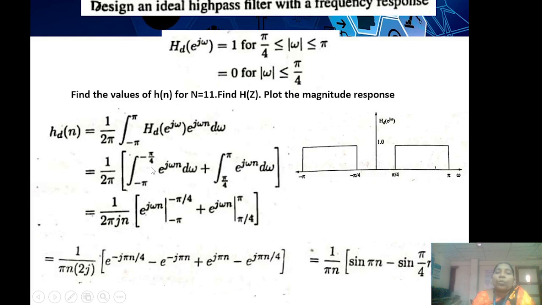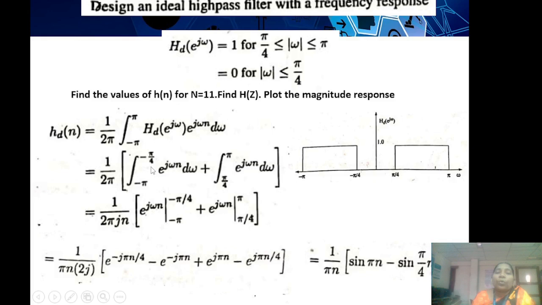So you have to use your calculator in radian mode to calculate these values. So you will be getting the value as minus 0.225. Like that, we have to substitute n equal to 2, 3, 4, 5 and its symmetric 1, minus 2, minus 3, minus 4, minus 5.